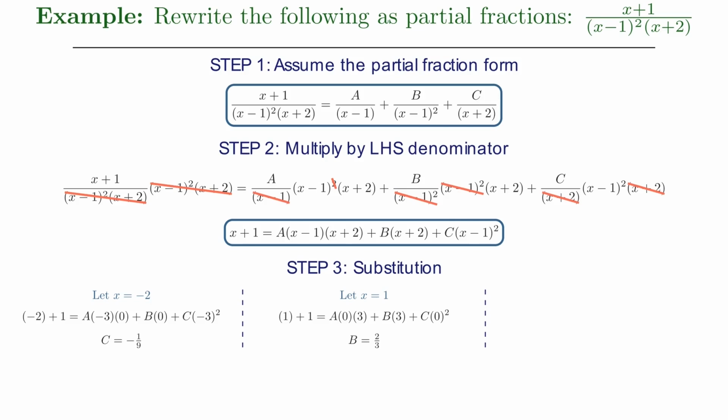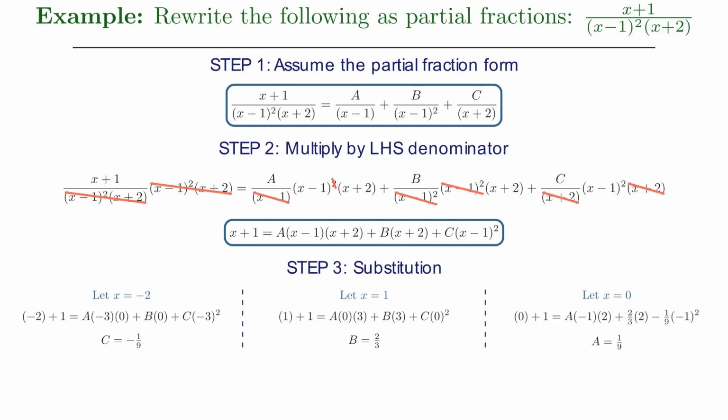So I can't make any more brackets equal to 0, but I already know the value for C and B, so I can substitute those into that equation that we have, and then just pick any value that I want for x. So to keep the number small, I'm going to choose x equals 0. So substituting x equals 0, I get 0 + 1 is equal to A times -1 times 2 plus B, which is 2/3, times 2 plus C, which is -1/9, times (-1) squared. So simplifying this down, we get that A is equal to 1/9.